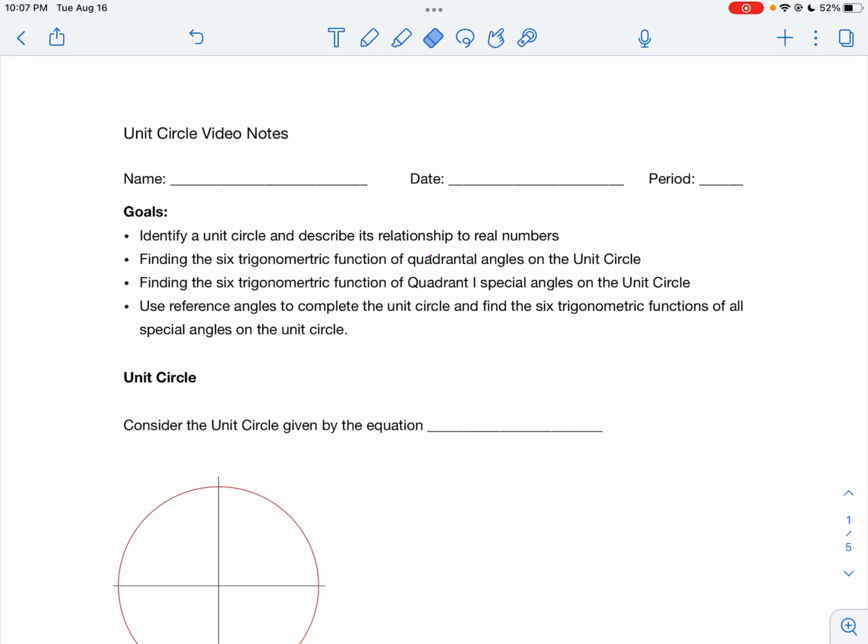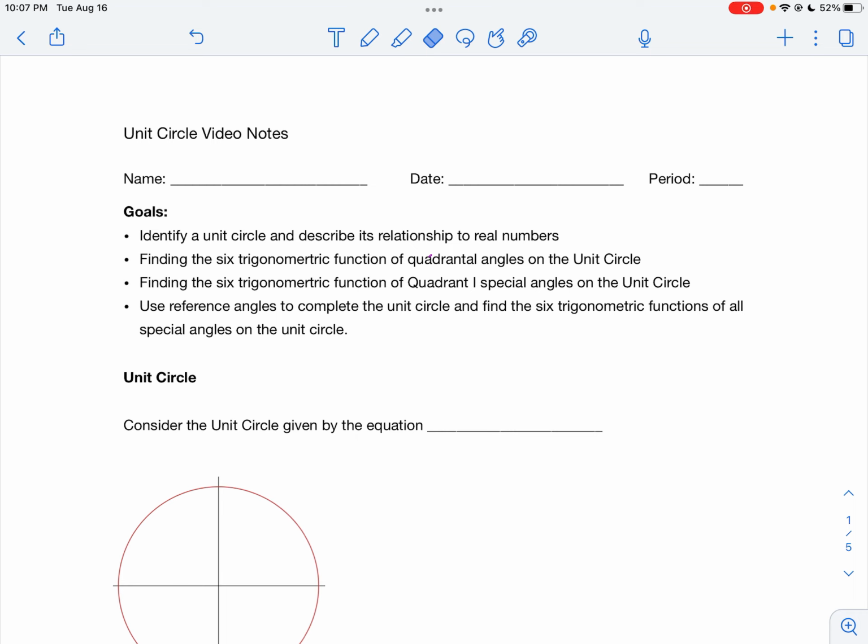In today's video, we're going to learn about the unit circle. We're going to identify what the unit circle is and describe its relationship to real numbers, find the 6 trigonometric functions of quadrantal angles on the unit circle, and find the 6 trigonometric functions of the special angles in quadrant 1 on the unit circle.